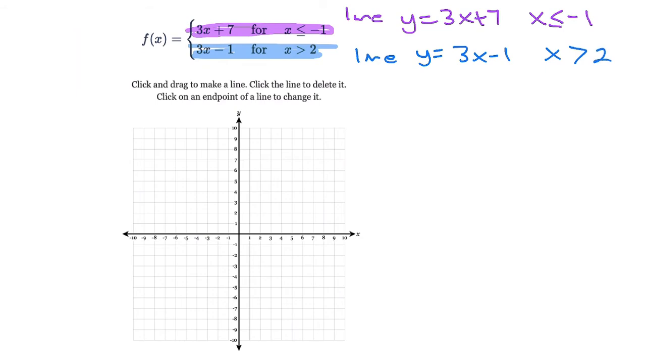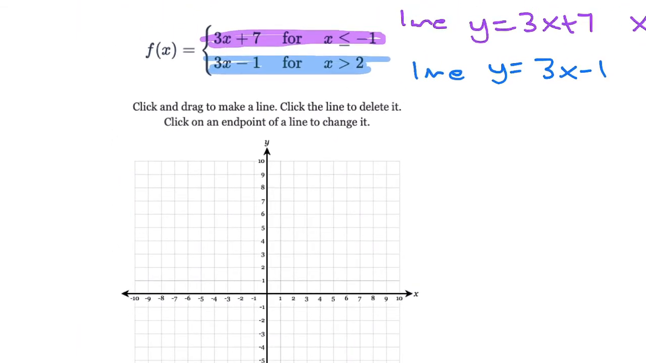So let's start with the first one, 3x plus 7. Let's say I graphed that line everywhere, 3x plus 7. We'd go up to a y-intercept of 7. A slope of 3 means we'd go up 3 over 1. And we'd graph this line, come down here, go like this.